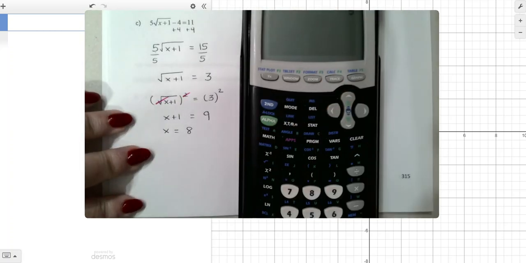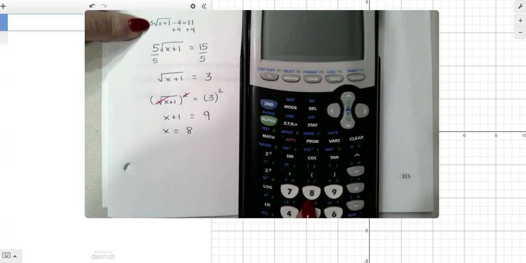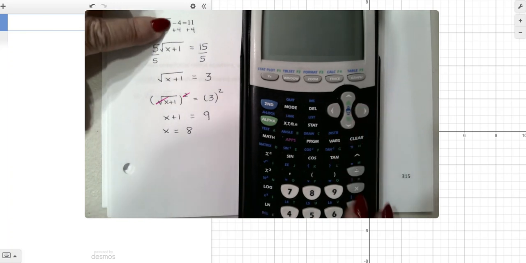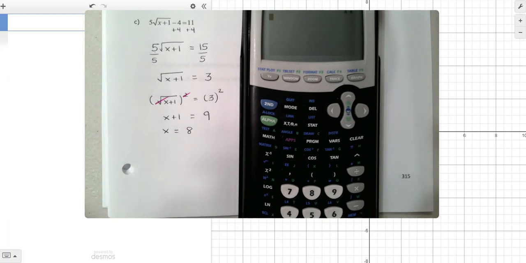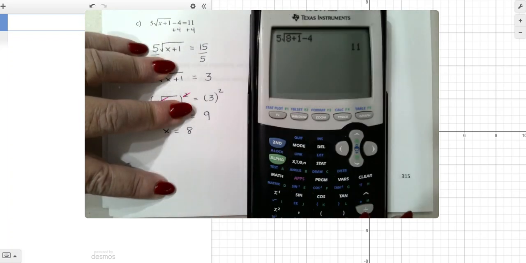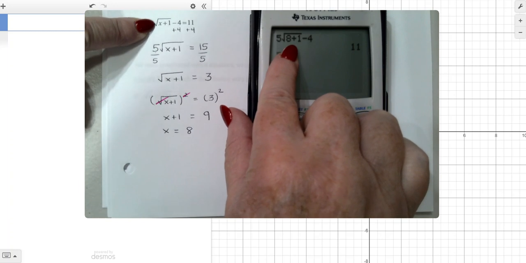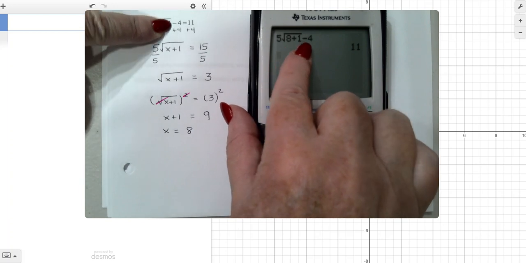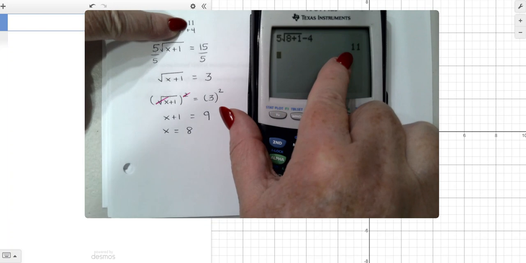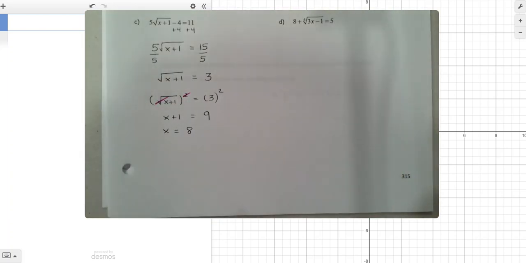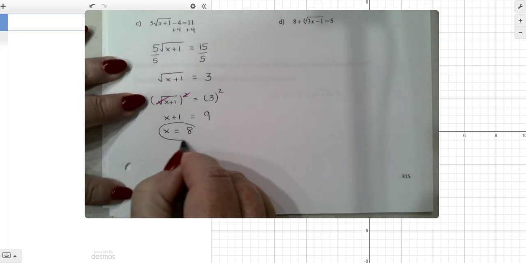All right, let's try it out. 5 times the square root of 8 plus 1, get out of the radical, minus 4. I'm sorry, you didn't see any of that. Let me do that again. 5 times the square root of 8 plus 1. Then I got out of the radical to put the minus 4. And notice that I did get the 11 that I was expecting. So that seems to work as well.